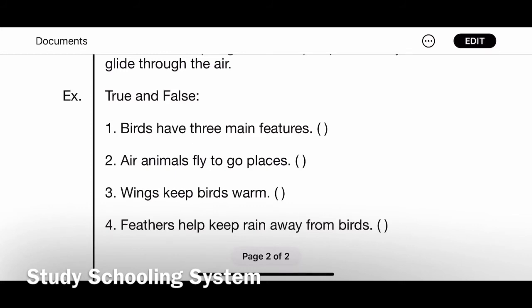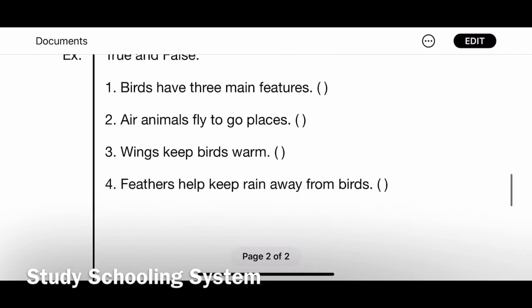Now number 3 is wings keep birds warm. Is this true or false? Yes, of course, this is false. This is not correct. Feathers keep birds warm. Yes, good job. So this is false. Number 4 is feathers help keep rain away from birds. Is this true or false? Yes, this is true. This is the third function of feathers.